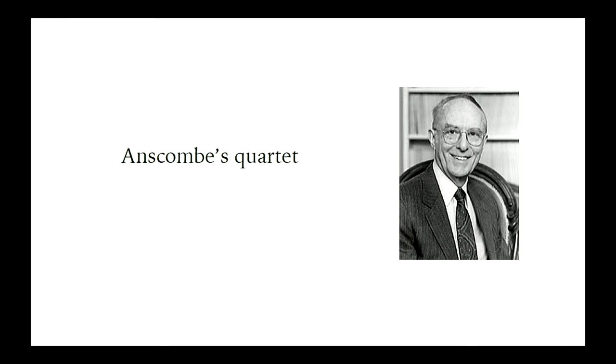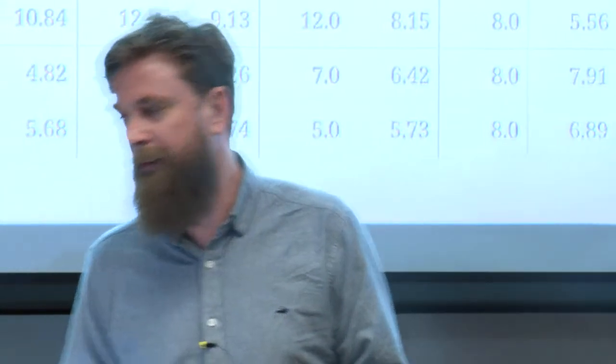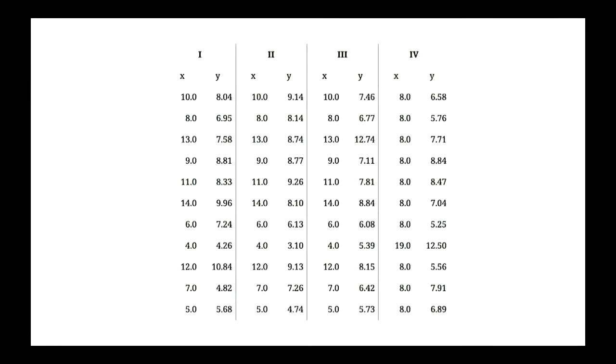does anyone know who Francis Anscombe is? Could I just get a show of hands? Okay, great, excellent. So in the 1970s, there was a quite famous paper published by Anscombe, which detailed Anscombe's quartet. Anscombe's quartet was actually four different series of numbers, which when you look at them can be quite difficult to parse just on first glance. So you've got series 1, series 2, series 3, series 4, and each of them has an X and a Y value.